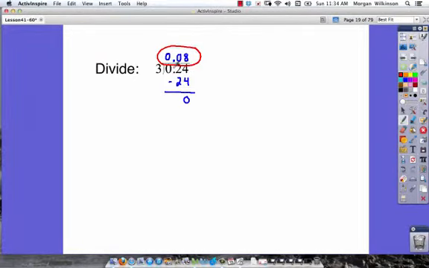The key here is to move that decimal point straight up, because we're dividing a decimal number by a whole number. Let's look at another example. Here we have 0.6 divided by 5. We know our first step is to move that decimal point straight up when we're dividing a decimal number by a whole number. 5 goes into 0, 0 times.